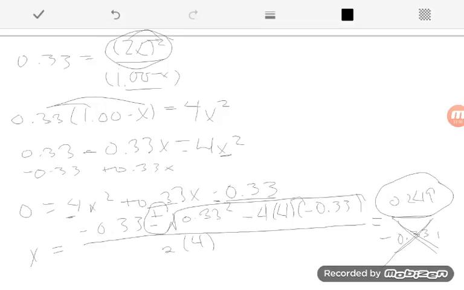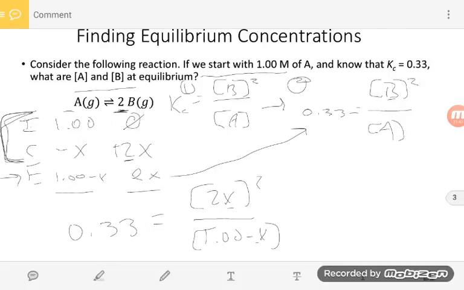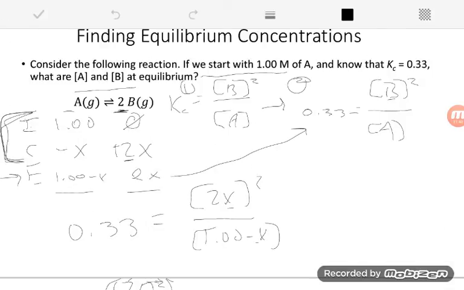So now, after all this algebra, we've solved for x, and we ask ourselves, all right, why did I even want this information? So we need to go back and look at the problem. X is equal to 0.249. We say, all right, what was it even asking me? Consider this reaction. What are A and B at equilibrium? So we go back to our ICE table and we see, okay, I had those, but I had x's in there, and now I know that x is equal to 0.249. I'm just going to plug it in.